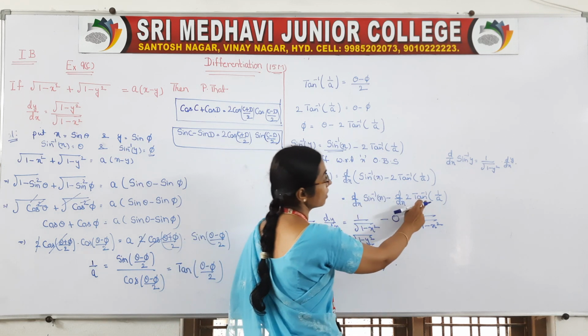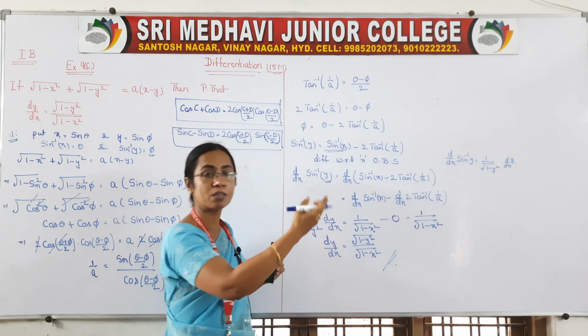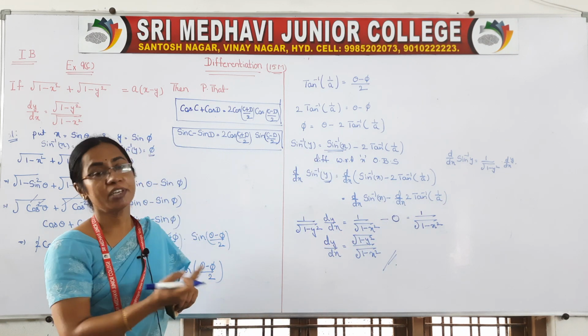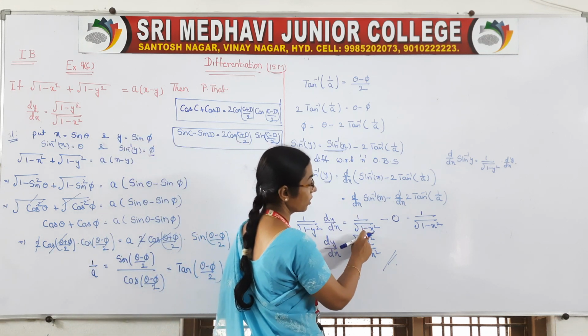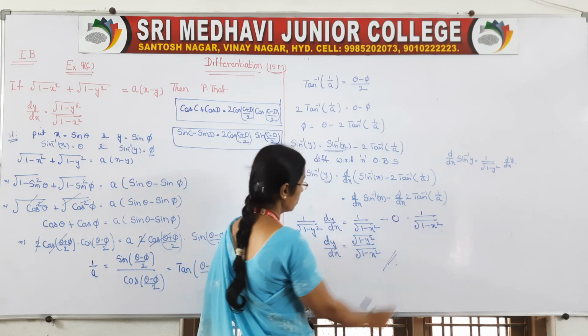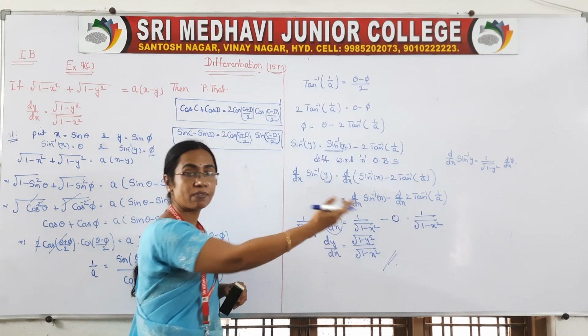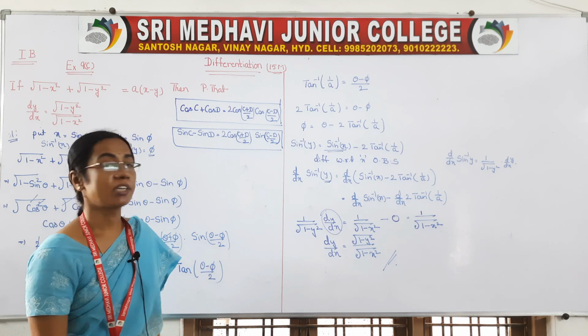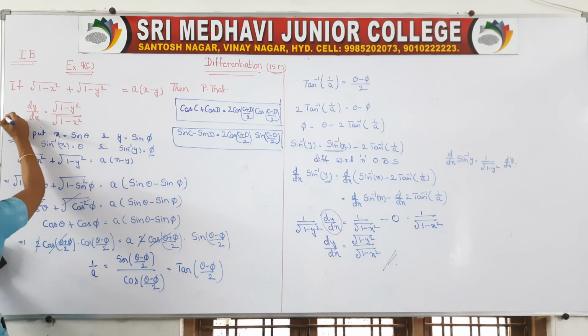Next, here d by dx of this function is not in terms of x, it is a constant. So the derivative of a constant is 0, right? And here 1 by root of 1 minus x square. We want only dy by dx, we don't want this one. Send this value to the other side, you will get the answer. Most repeated 7 marks question.